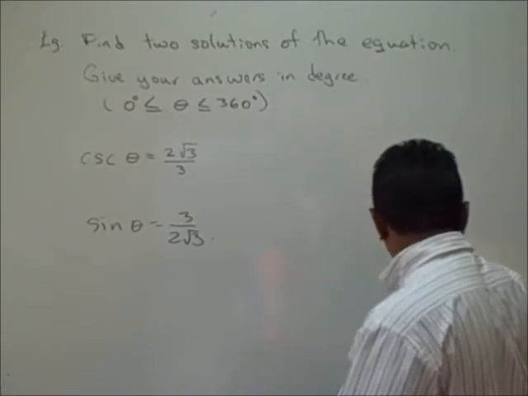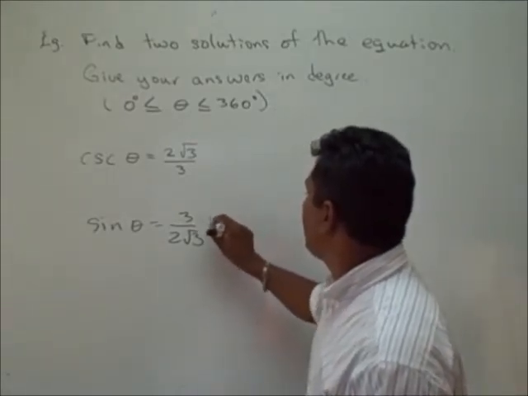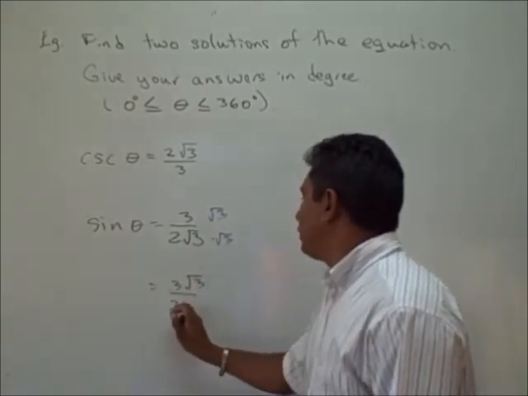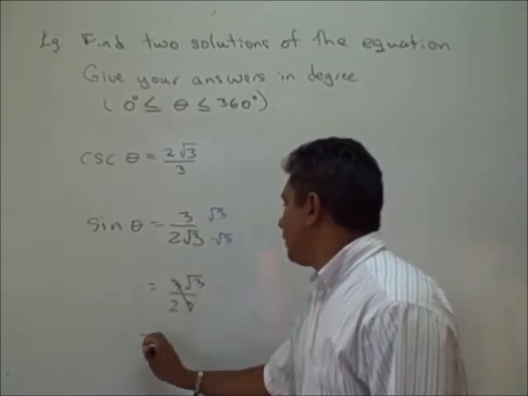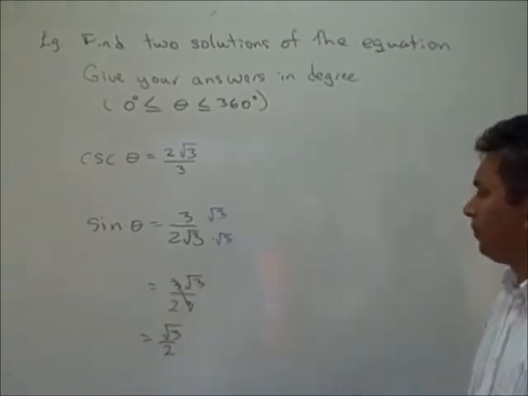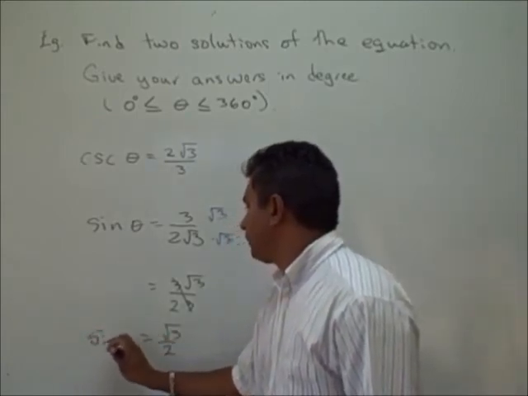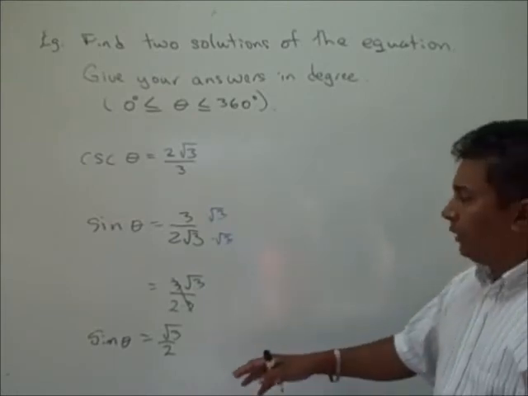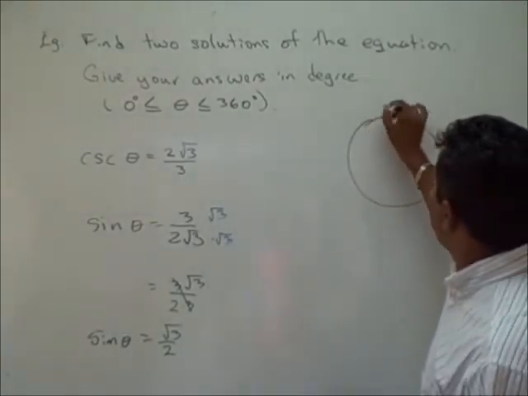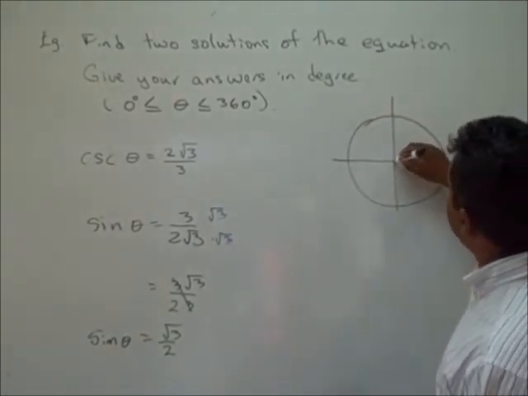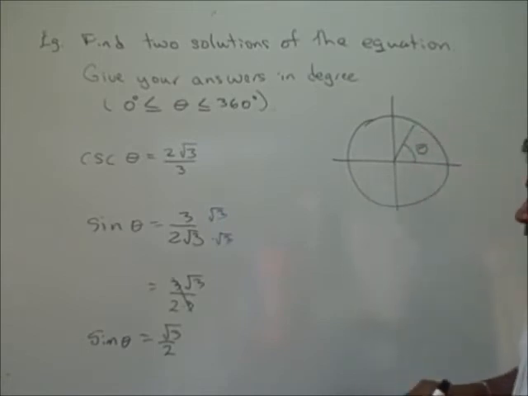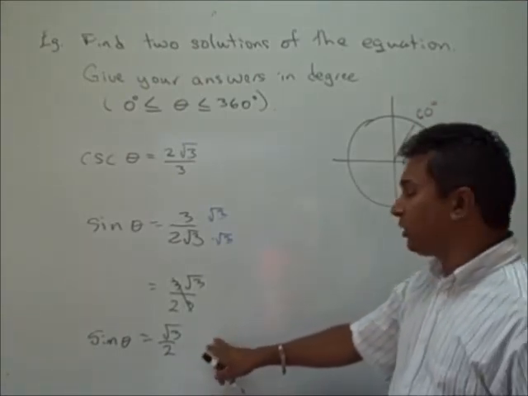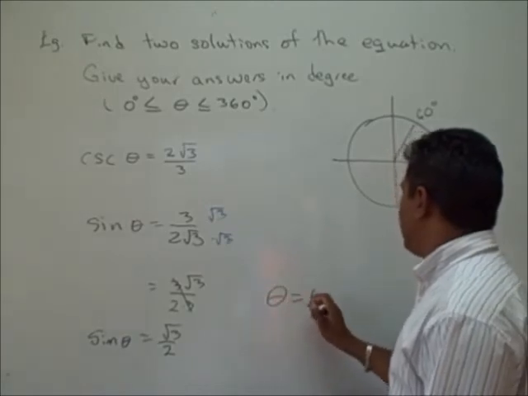If we rationalize our denominator by multiplying by radical 3 here, we get 3 radical 3 over 2 times 3, which cancels to give us radical 3 over 2. So sine theta is equal to radical 3 over 2. We know from our unit circle that sine theta is equal to radical 3 over 2 at 60 degrees. So one of our possible solutions is theta is equal to 60 degrees.